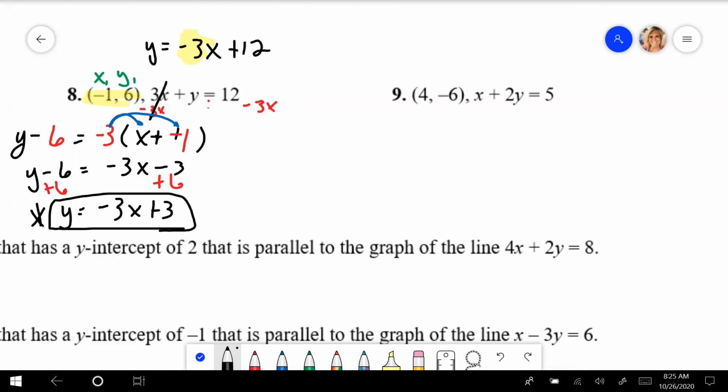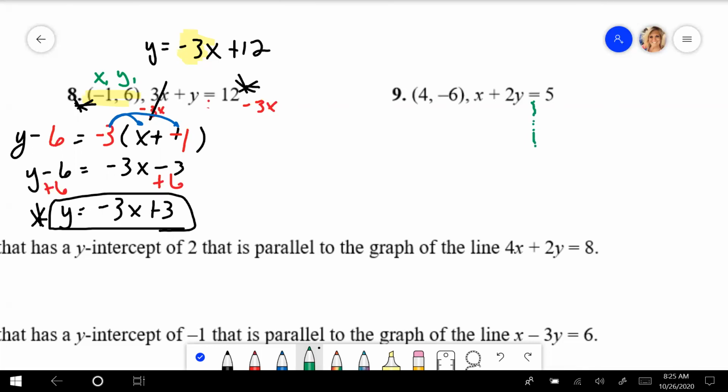This is the equation of a line that is parallel to this one and goes through this point. That's what we're doing. So on number 9, pause this and see if you can do it yourself.